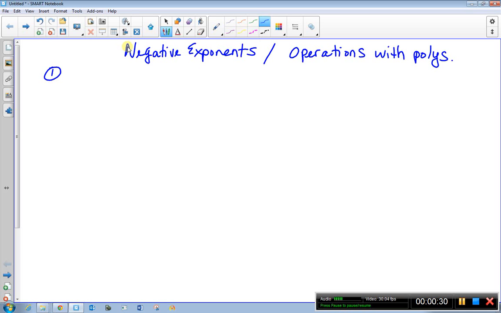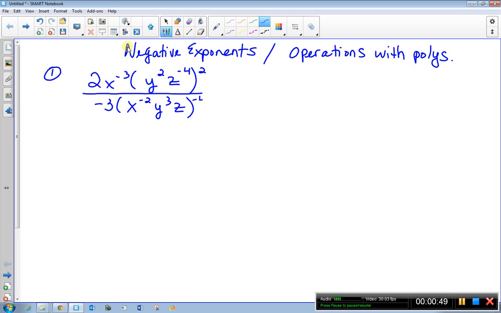Here's the problem. 2x to the negative 3 times the quantity y squared z to the negative 4th squared, divided by negative 3 times the quantity x to the negative 2 y cubed z all to the negative 4. Okay, so what we're going to do first is get rid of the parentheses.